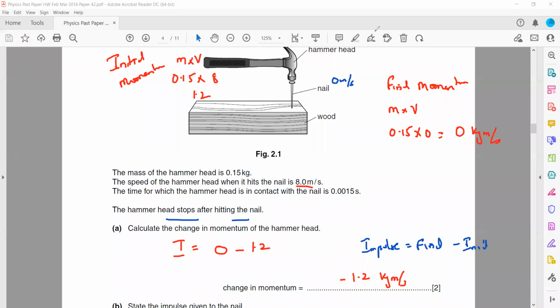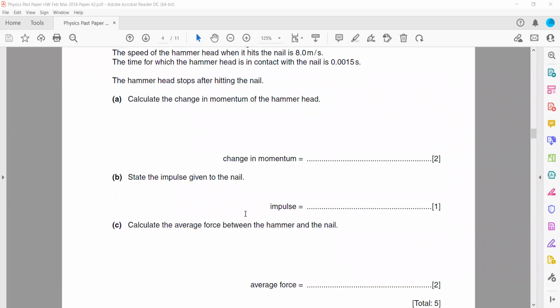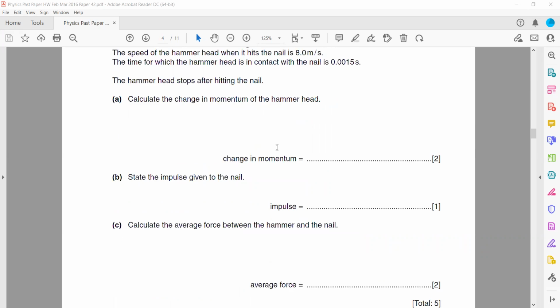Now the second part: state the impulse given to the nail. Whenever two objects collide, they will always have the same impulse. So if the impulse of the hammer was 1.2 Newton second or 1.2 kilogram meter per second, what will be the impulse of the nail? That will be 1.2 Newton second, because whenever two objects collide with each other, they will have the same impulse, the same change in momentum. So for part B, we don't have to calculate anything.